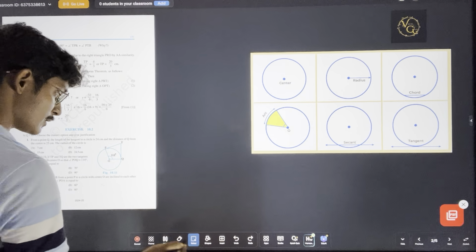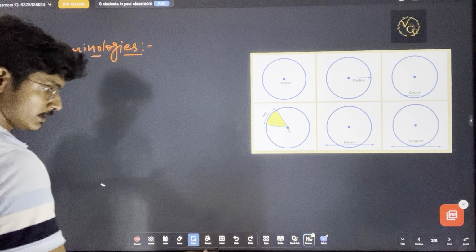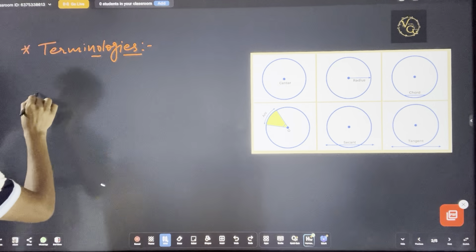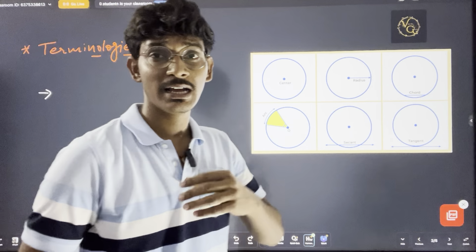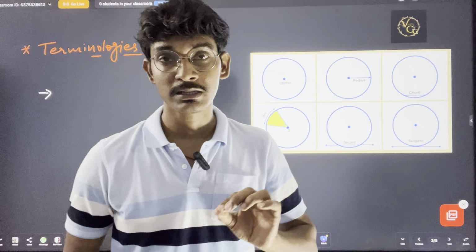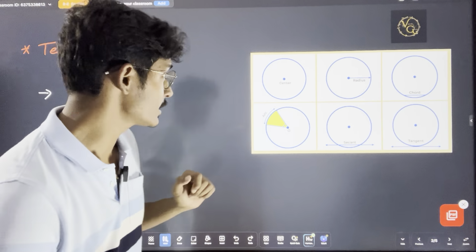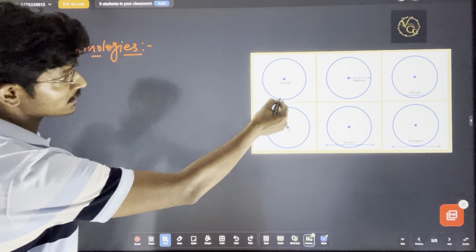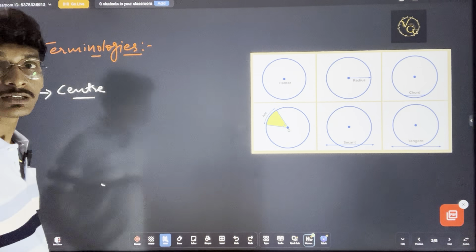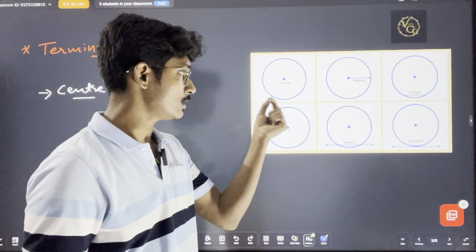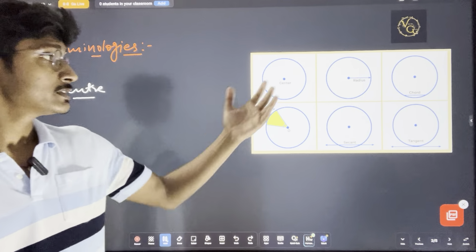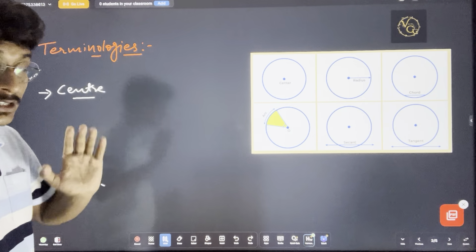If we talk about the terminologies, here we have some of the points like center. As I have told in the last slide, center is like the fixed point. The point where you are fixing the things is known as the center. Okay, so first thing is center. It's a point from where the distances are the same, or like the fixed point from where the distances are same, so that's called center.